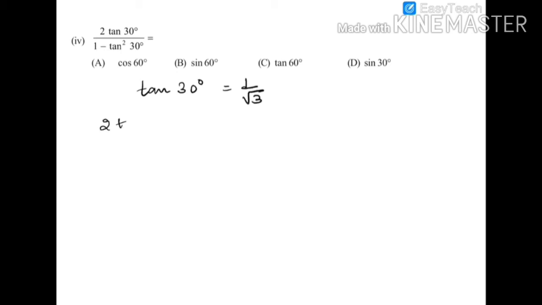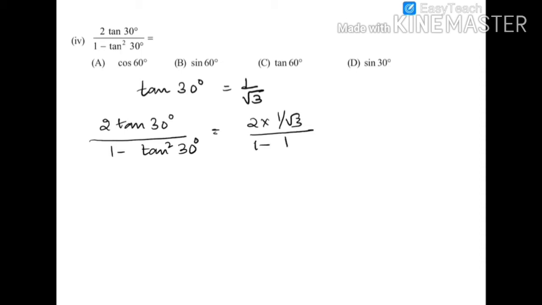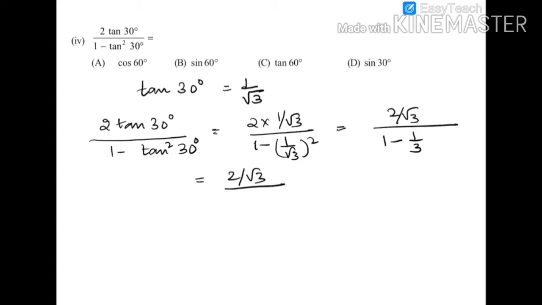So we will find the value of this expression by directly substituting this value. So we get 2 into 1 over root 3 divided by 1 minus (1 over root 3) square. This is equal to 2 upon root 3 divided by 1 minus 1 over 3, that is 2 upon root 3. Add these two numbers in the denominator, we get 3 minus 1 in the numerator, that is 2 upon 3.